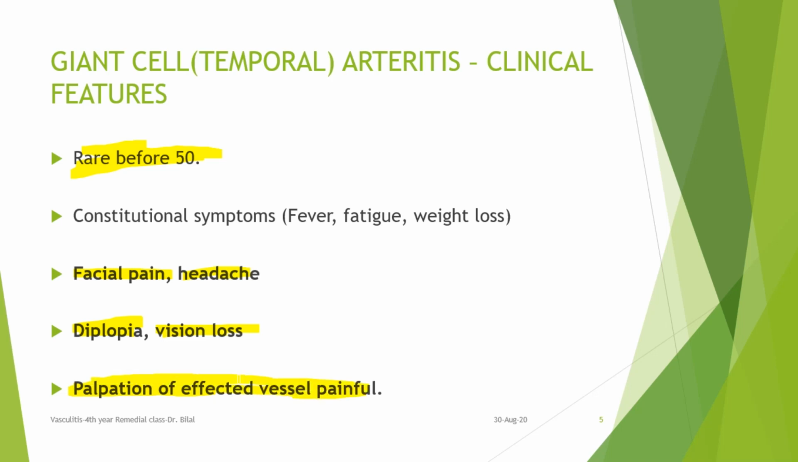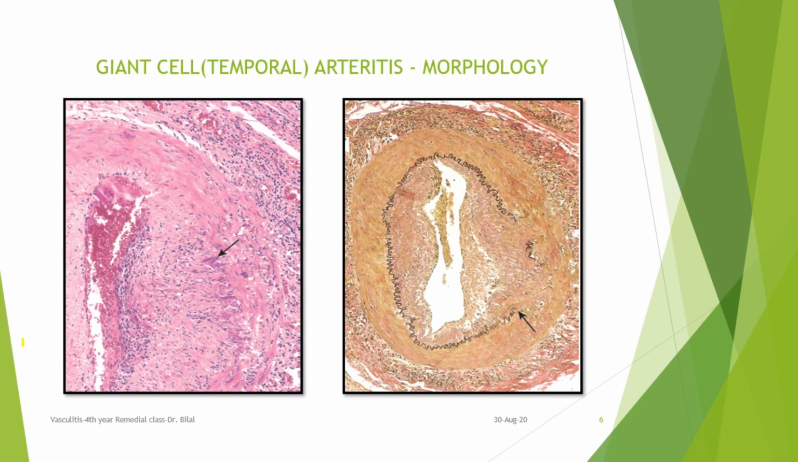Palpation of the affected vessel is painful. This is a very important point to remember. Now, as we said, there will be some giant cells. In the morphology, you can see here there's a multinucleated giant cell, which is affecting the wall of the vessel, destroying it, and the granulomatous inflammation is destroying the wall of the vessel completely. This is a special stain that shows the damaged internal elastic lamina in this region. Okay.